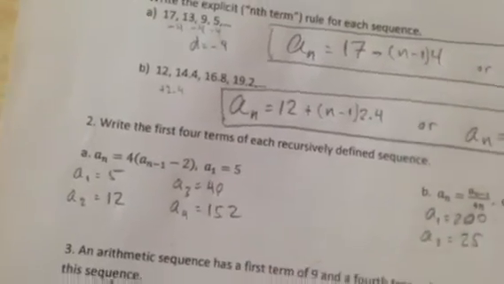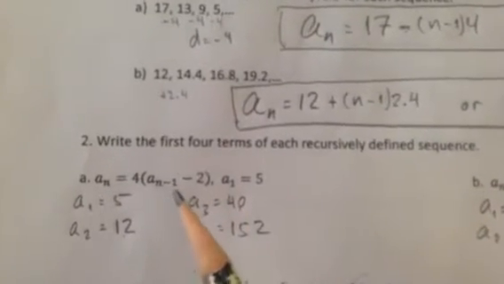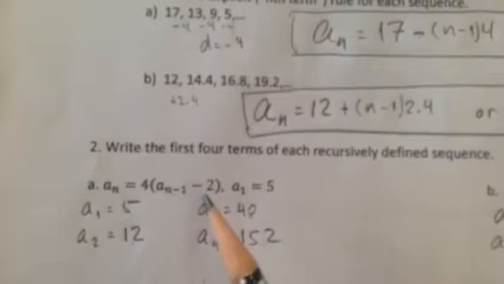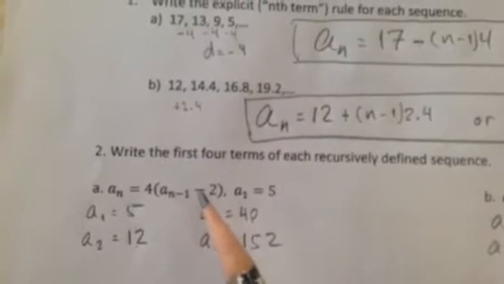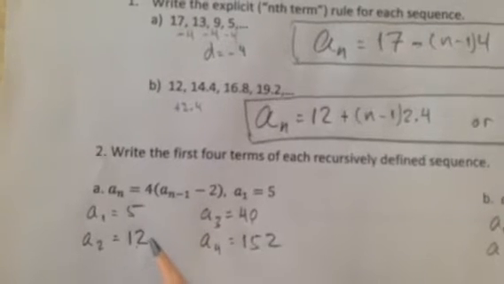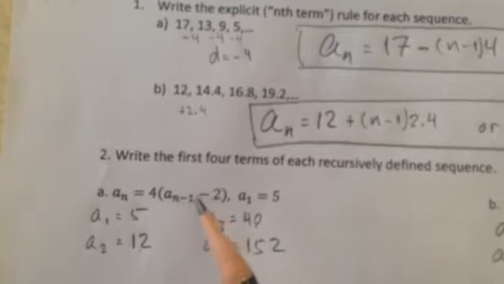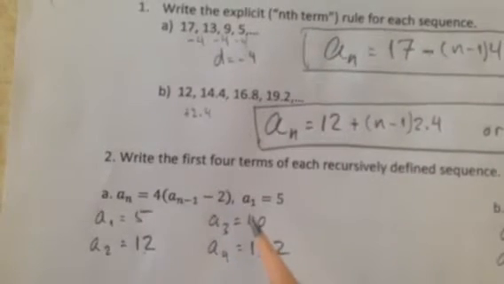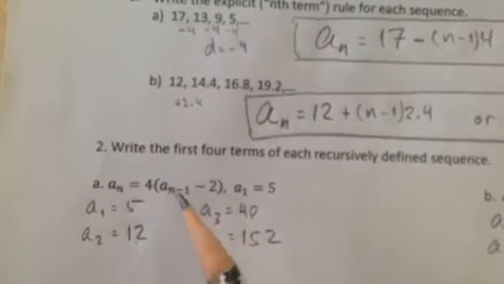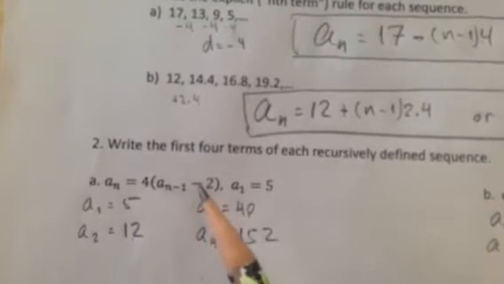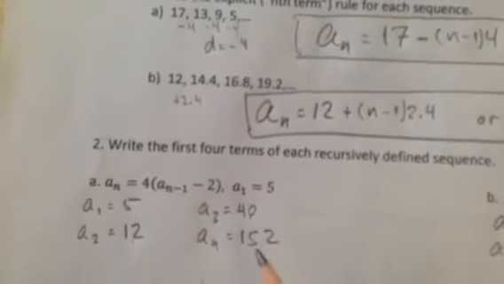Our first term is 5. Our next term is 4 times the previous term minus 2. So previous term minus 2 would be 5 minus 2. That's 3. 4 times 3 is 12. Then we put the 12 in there to find the next term. So that would be 12 minus 2 is 10. 4 times 10 is 40. And we do that one more time, putting the previous output in as an input here. 40 minus 2 is 38, and 4 times that is 152. So there's our first 4 terms, 5, 12, 40, 152.